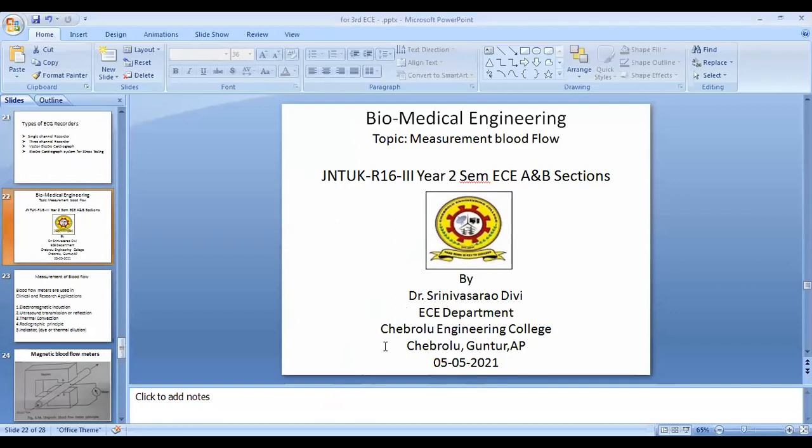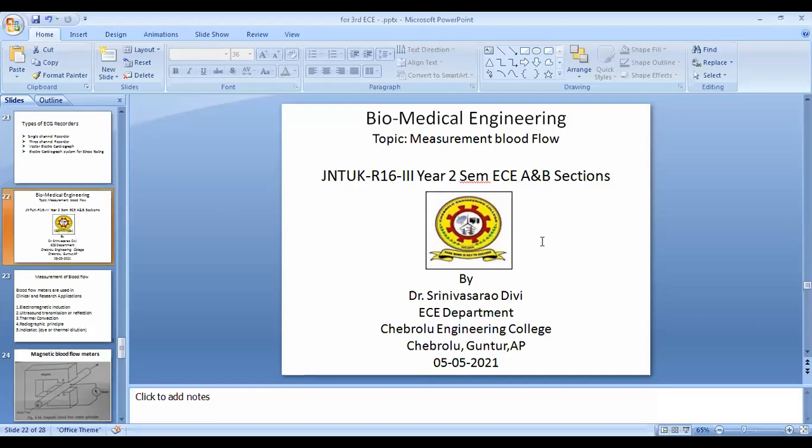So in yesterday's class we have seen the ECG recorders, how the ECG recorder connects to different blocks of the ECG machine, and the different functionalities of the amplifiers, the preamplifier and the driver amplifier.